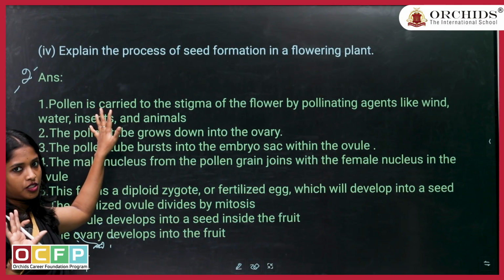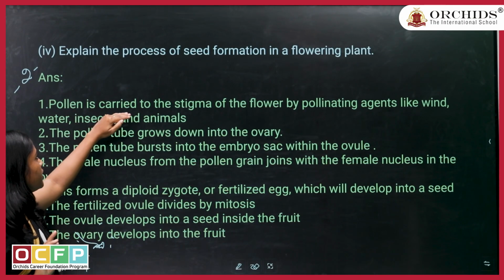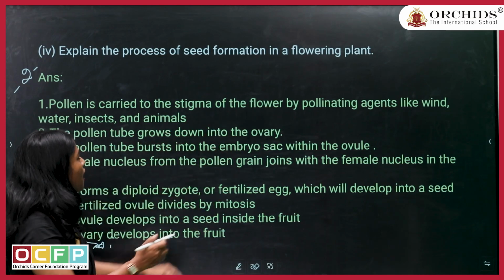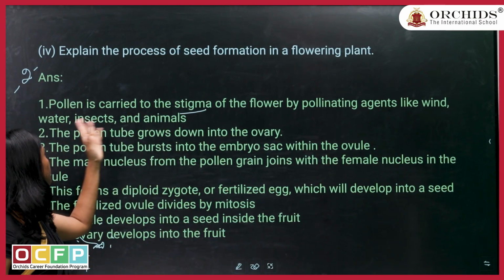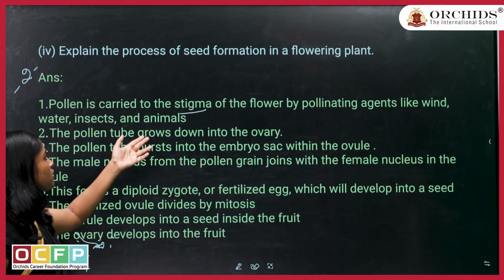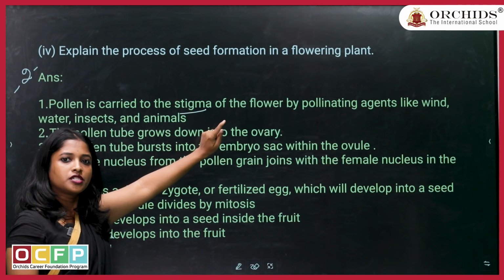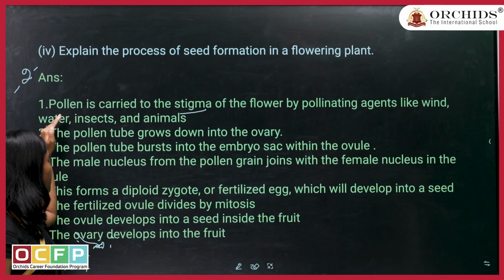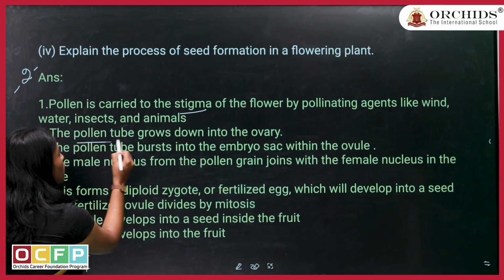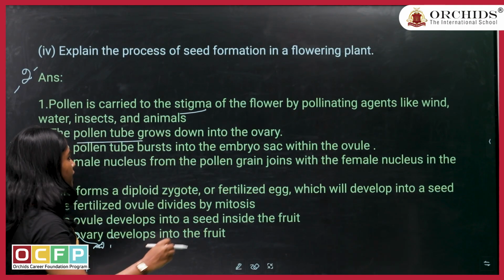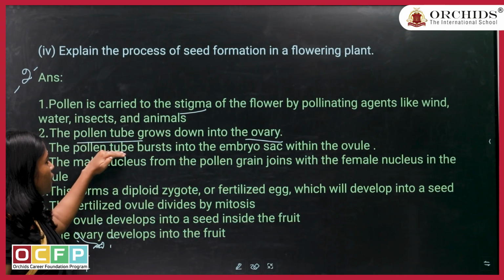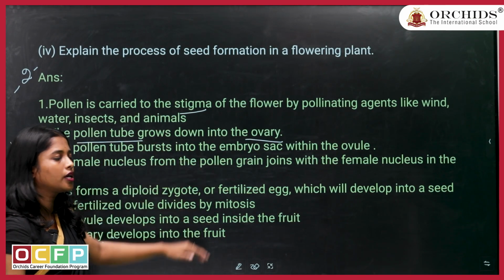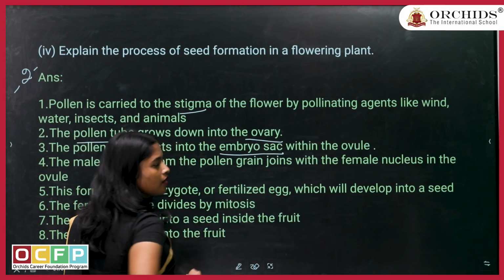First, the pollination process will happen. Pollen is carried to the stigma of the flower by pollinating agents. It may be wind, water, insect or any other animal. After pollination, the pollen tube will grow and reach the ovary. When it reaches the ovary, the pollen tube bursts out into the embryo sac.